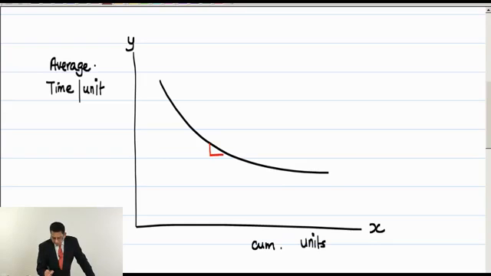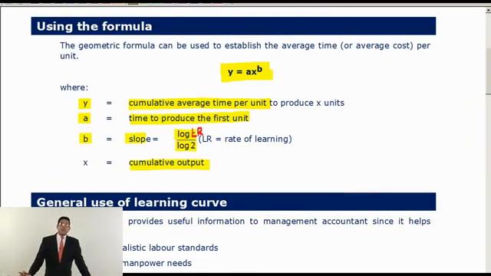The slope or gradient is represented by b, and this b can be calculated by the formula shown there, which is log of learning rate, which is always given, divided by log 2, which is available on your calculators. Now here is the understanding. Using this formula we can calculate the value of y, which tells us average time. A number of things can be developed by using this formula. Number one, we can calculate average time: on average, how long does it take to produce 1 unit? Number two, we can calculate total time, because if we are planning or budgeting for a total number of units, we can calculate total time as well. All we need to do is multiply y by x to give us the total time.